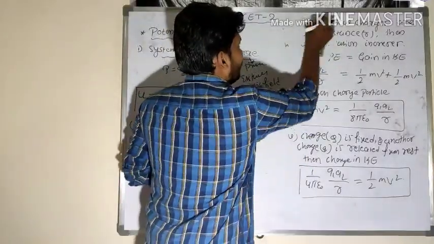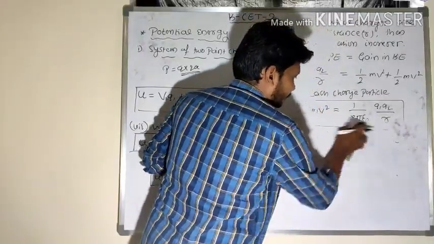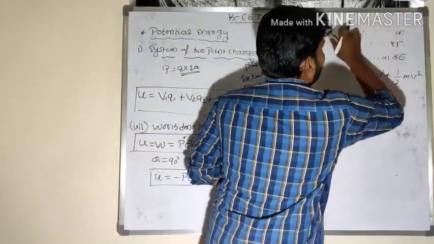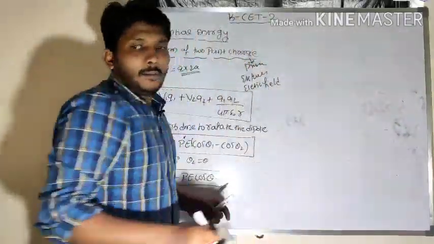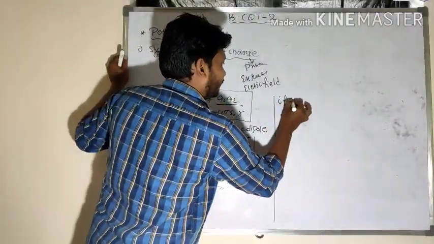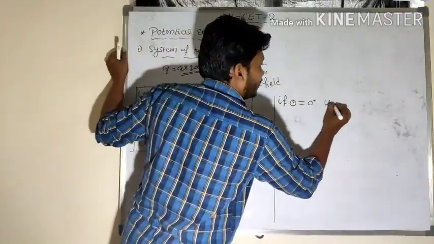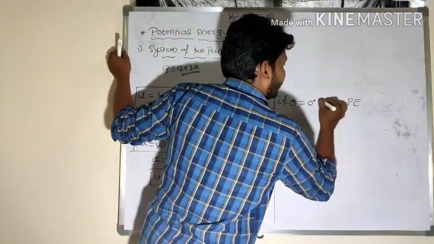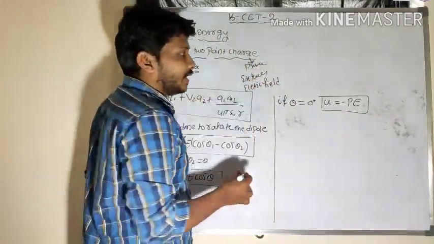Then I would like to consider when the potential energy is maximum and when it is minimum. It means for which angle you will get the maximum potential energy and for which angle the minimum. So I would like to determine the maximum and minimum potential energy. For example, if theta is equal to 0 degrees, what about the potential energy? U is equal to what? Cos 0 is 1. So U is equal to minus P E. If theta is 0 degrees, the potential energy is minus P E.